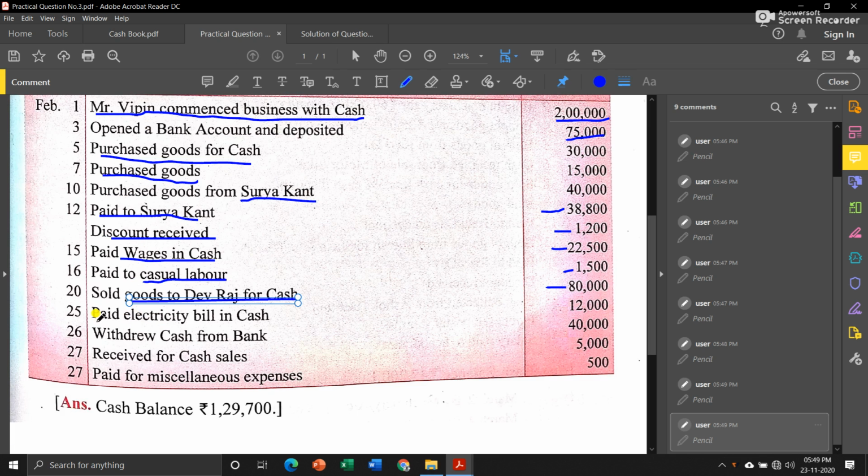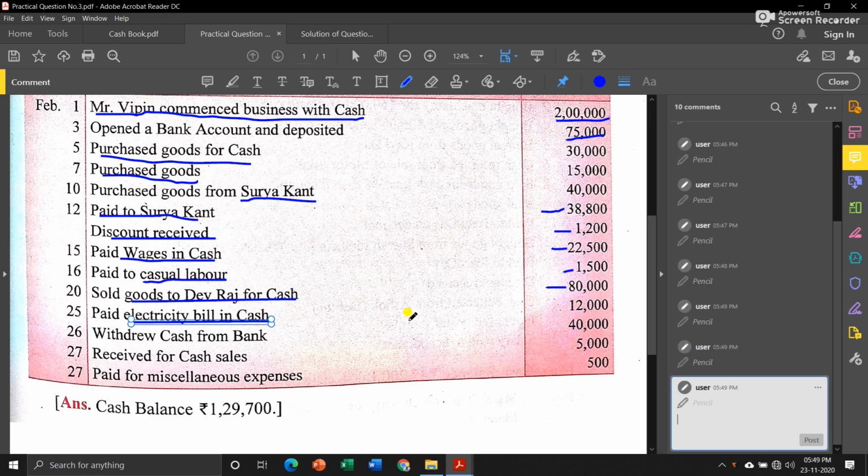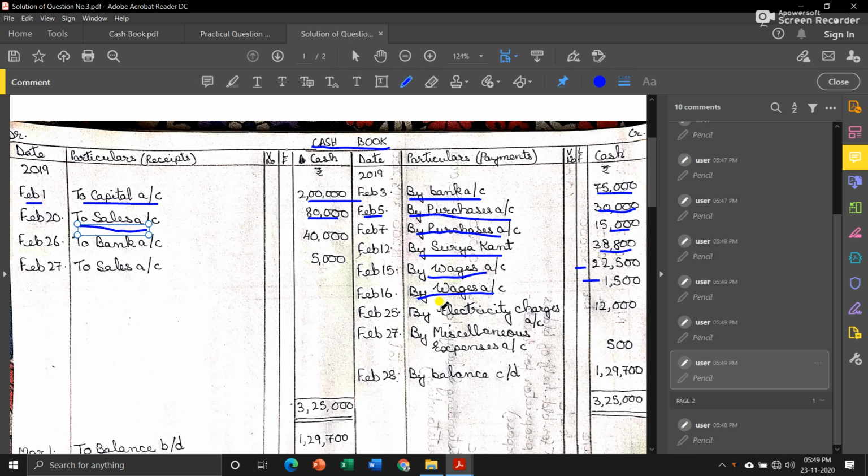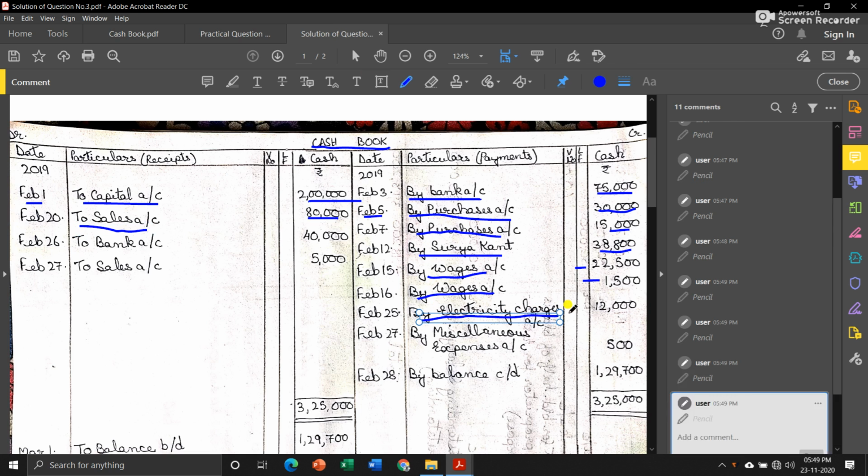Then next, paid electricity bill in cash. That means we have paid cash rupees 12,000. So we will record it in credit side by writing by electricity charges account rupees 12,000.